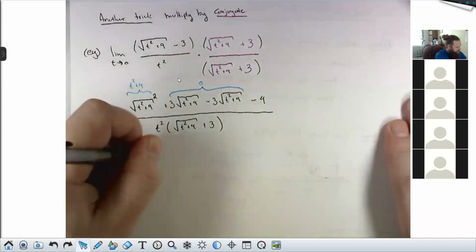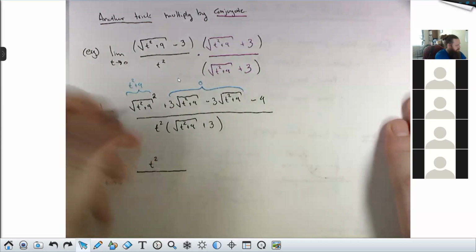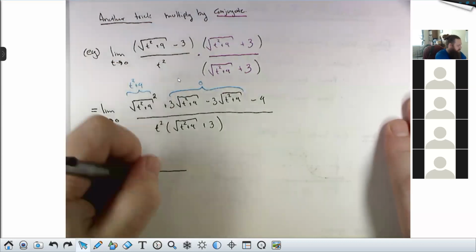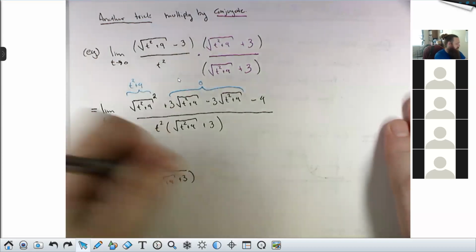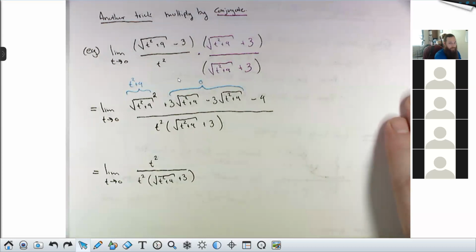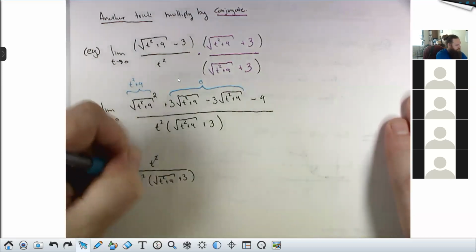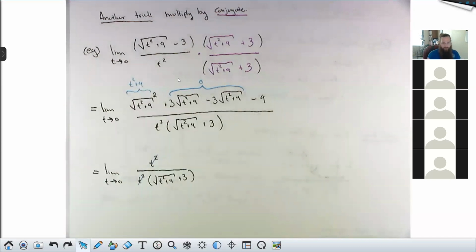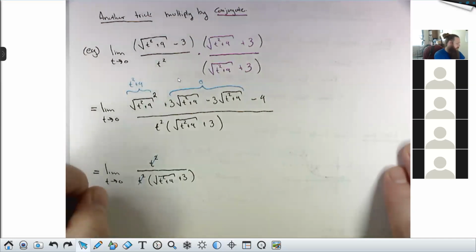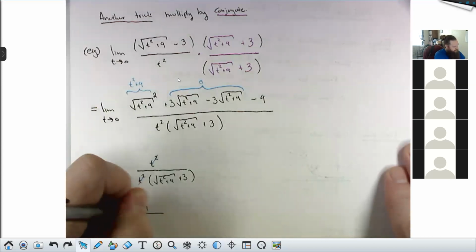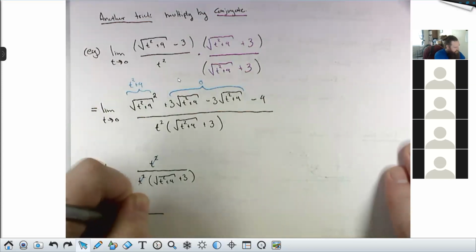So you just have t squared over t squared times the square root of t squared plus 9 plus 3. And the t squareds can be canceled, because there is a factor of t squared upstairs and a factor of t squared downstairs. And that brings us here. Then, as t goes to 0, 1 over the square root of t squared plus 9 plus 3.